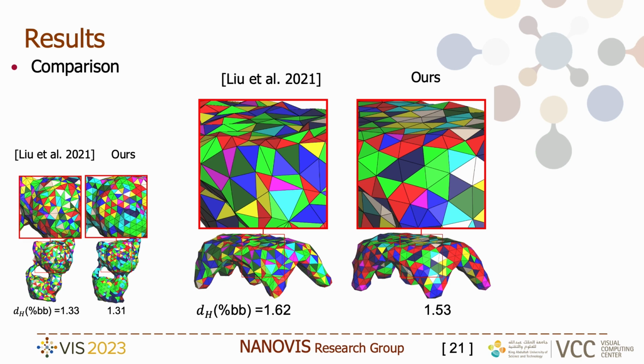Here we have a small comparison with a previous method. In each pair of models, the left is from the previous method and the right one is our results. The visual view and the Hausdorff distance indicate that our method performs better than the previous method. For the quantitative result, please refer to the paper.